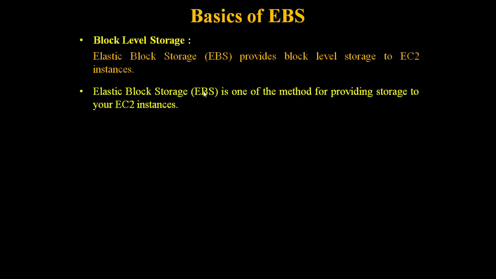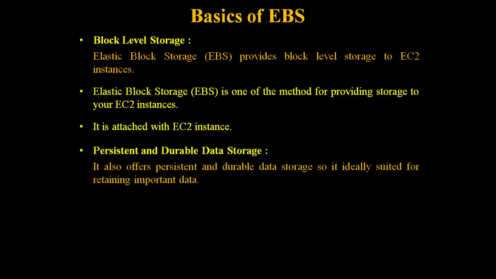Elastic block storage is one of the methods for providing storage to the EC2 instance. Actually, this EBS volume is directly attached to the EC2 instance. So when we create an EC2 instance, when we create a server on the cloud, the server requires storage, and this storage is nothing but our elastic block storage. So it is directly attached to the EC2 instance.